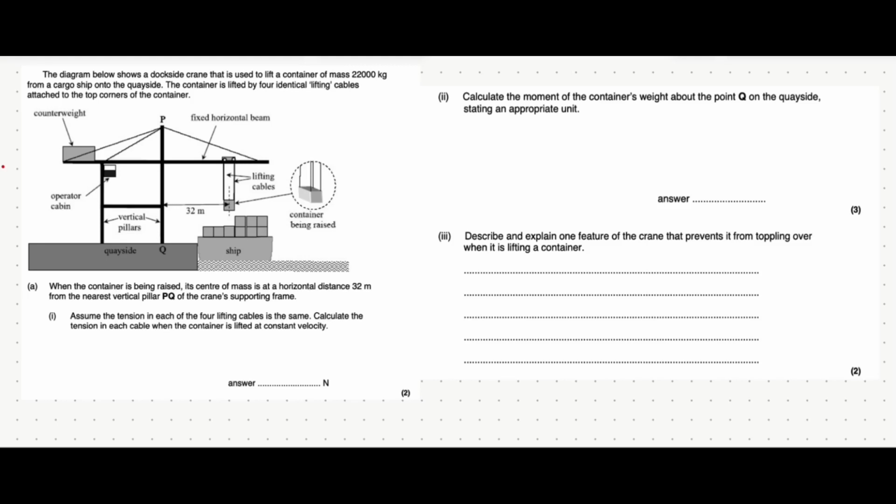In this video, we're going to have a look at resultant forces as well as dealing with them in terms of moments. So quite a lot of information here. Let's break it down. It tells you there's a container of mass 22,000 kilograms. That container is acting at this point here.